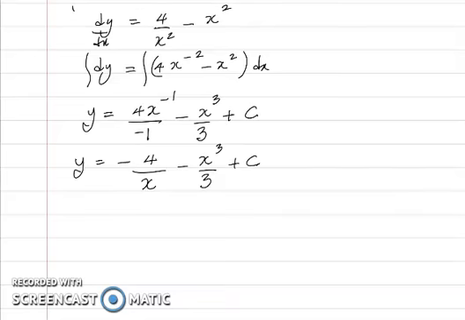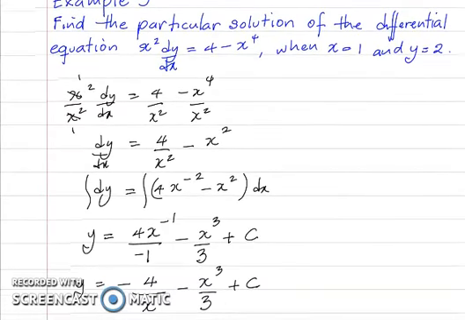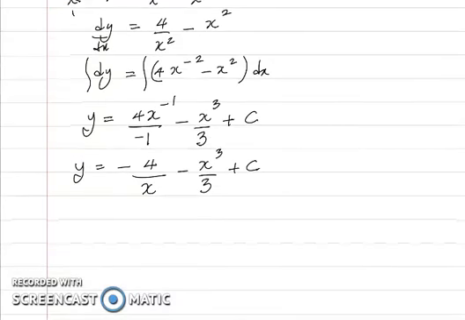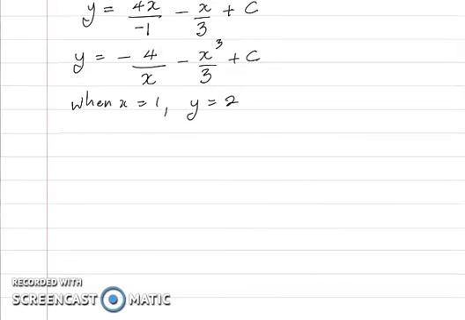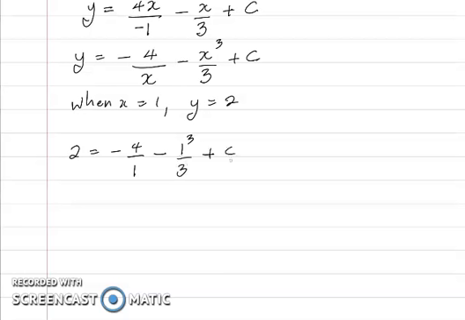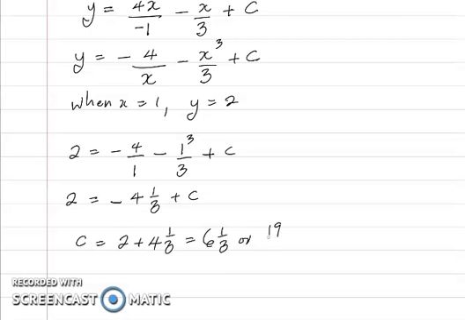We must remember the boundary conditions, which are: when x is 1, y is 2. I'm going to apply the boundary conditions now in order to determine the value of c. I'm going to get 2 is equal to minus 4 over 1 minus 1 cubed over 3 plus c. This is 2 is equal to minus 4 and 1/3 plus c. Now, c is going to be equal to 2 plus 4 and 1/3, which is 6 and 1/3. Or if I want, I can say this is 19 over 3.